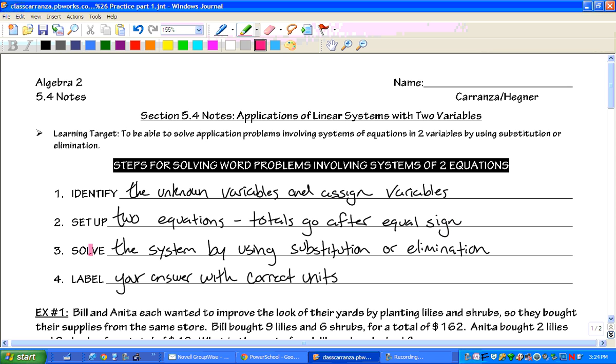Step 3 is to solve. You're going to solve the system by using substitution or elimination. And then the final thing is to label your answer with correct units. If you need to continue to write those down, go ahead and pause the video real quick. Otherwise, we are going to move on to lesson number 1.